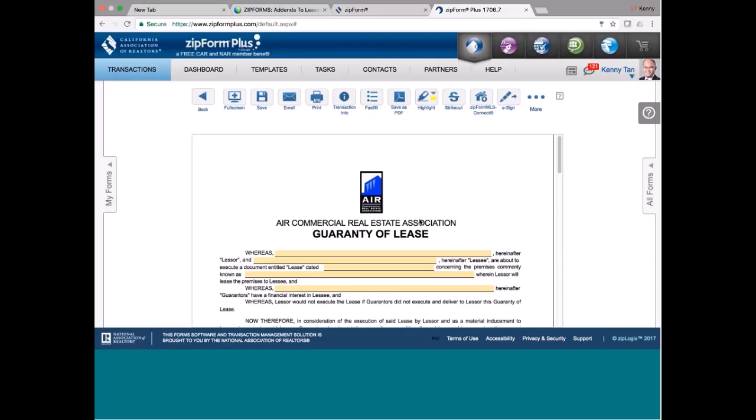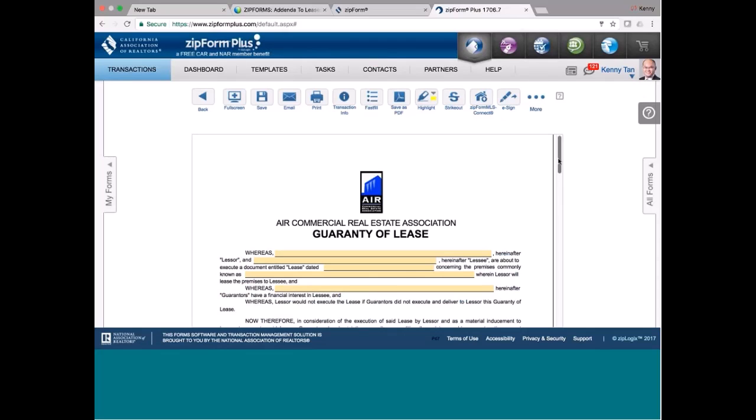But it acts as an addendum because when you prepare a lease, one of the things that you want to consider is, do you require a person to guarantee the lease? For example, if you're a landlord signing a lease with a tenant, and the tenant is a corporation, you want a natural person to guarantee the lease. Most of the time, you will want a guarantee if you represent the landlord.